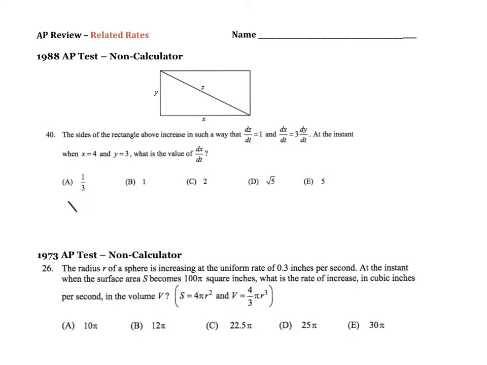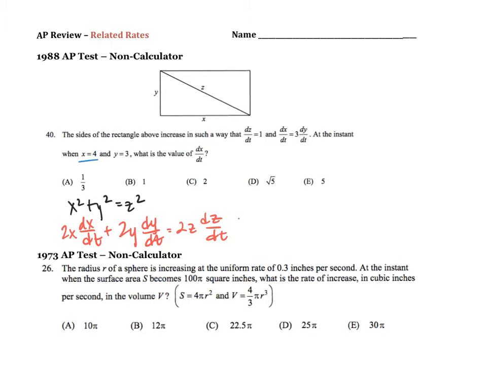that x is changing. So I'm going to start with x squared plus y squared equals z squared. Then I can take the derivative of everything with respect to t. So the derivative of x squared is 2x dx/dt. The derivative of y squared is 2y dy/dt. And the derivative of z squared is 2z dz/dt. At this point, I'm going to plug in things that I know.